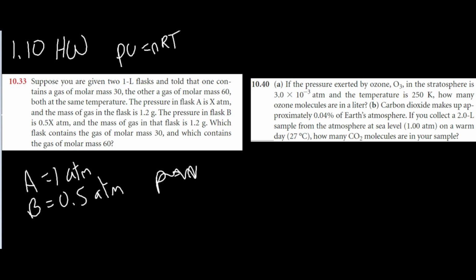So what's changing the pressure is definitely the molar mass. Since one of them has a lower molar mass, that means the one with the lower molar mass is going to have more moles of gas in it. And more moles of gas means that there's higher pressure because there's more molecules running around. So the one with molar mass 30 should have a higher pressure because, again, there's more molecules in the same space. And for molar mass 60, there's going to be fewer moles because 1.2 divided by 60 is a smaller value than 1.2 divided by 30. So that means that flask A is the one with molar mass 30 and flask B is the one with molar mass 60.